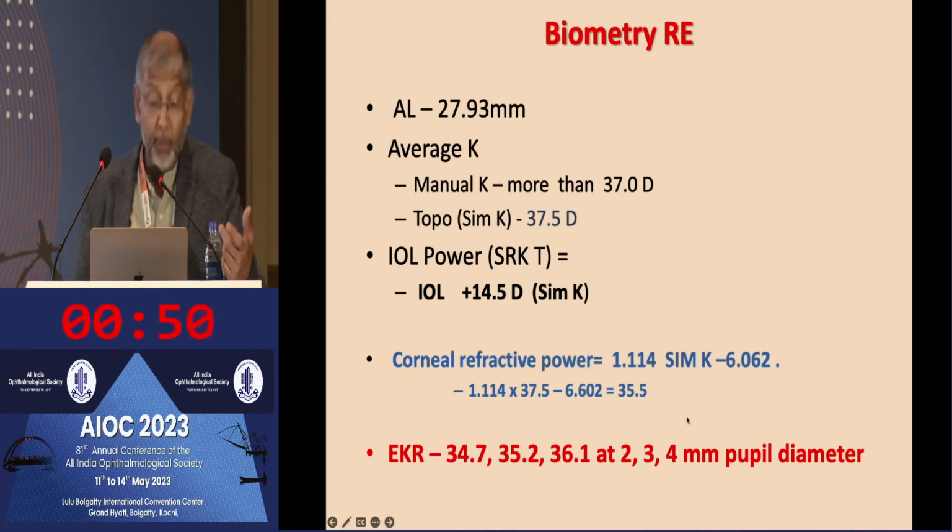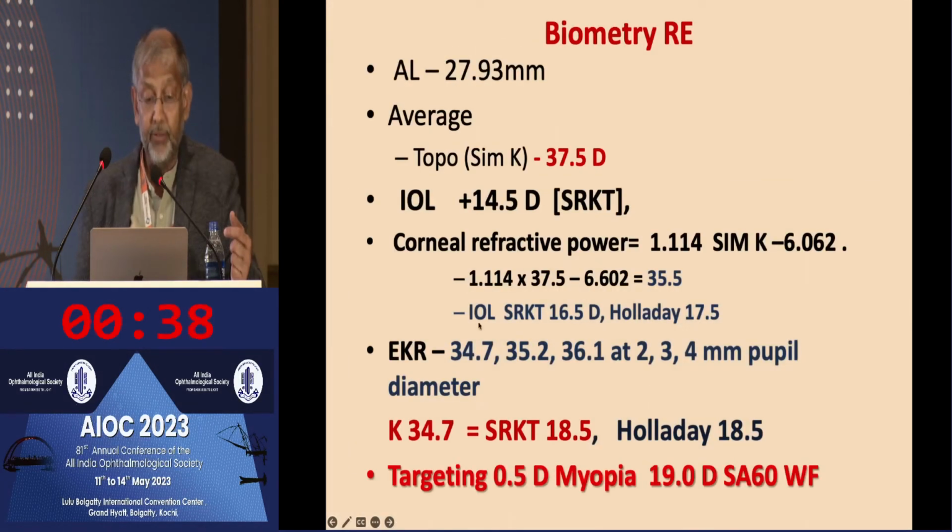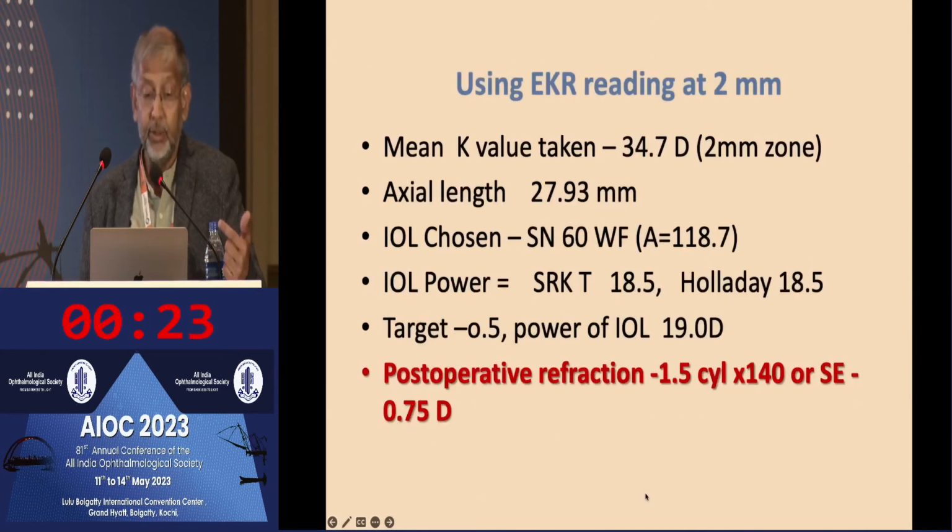But on EKR, at 1 and 2 millimeter, the average K reading was around 35, which is less than this. And in this patient, once you calculate with this, you get a lens power of 18.5, but with this one, you get 17.5. So you will end up hyperopic by 1 diopter. So you target for a little myopia. So we targeted 19. So post-op the patient got this much of cylinder on day first. Spherical equivalent was still on the positive side.